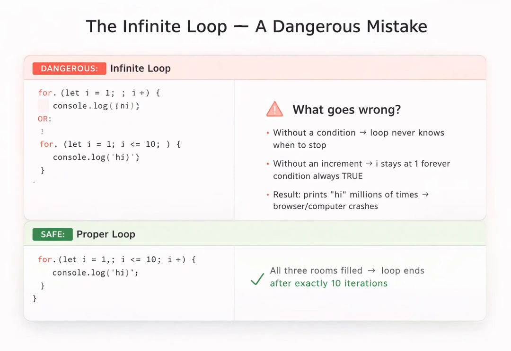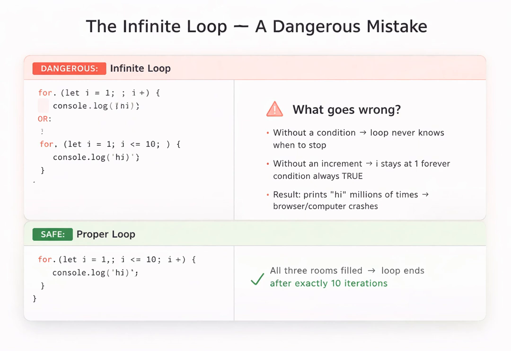Now let's talk about one of the most common and dangerous mistakes beginners make, the infinite loop. This happens when your loop has no way to stop. There are 2 ways this can go wrong. First, if you forget the condition entirely, the loop just runs forever with no check. Second, and this is the more subtle mistake, if you forget the increment, your counter variable never changes.